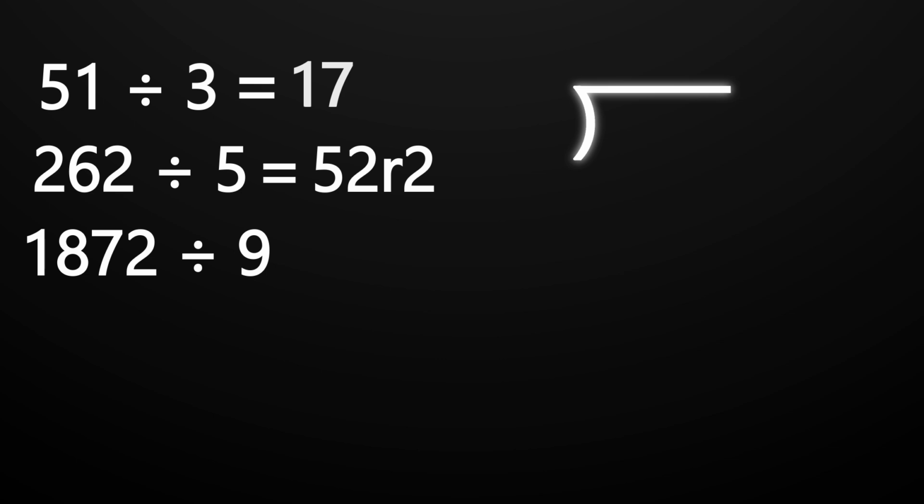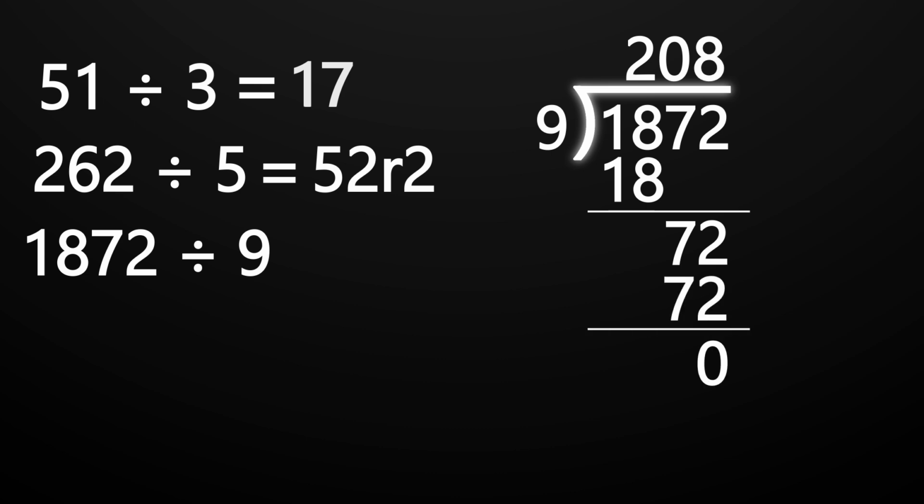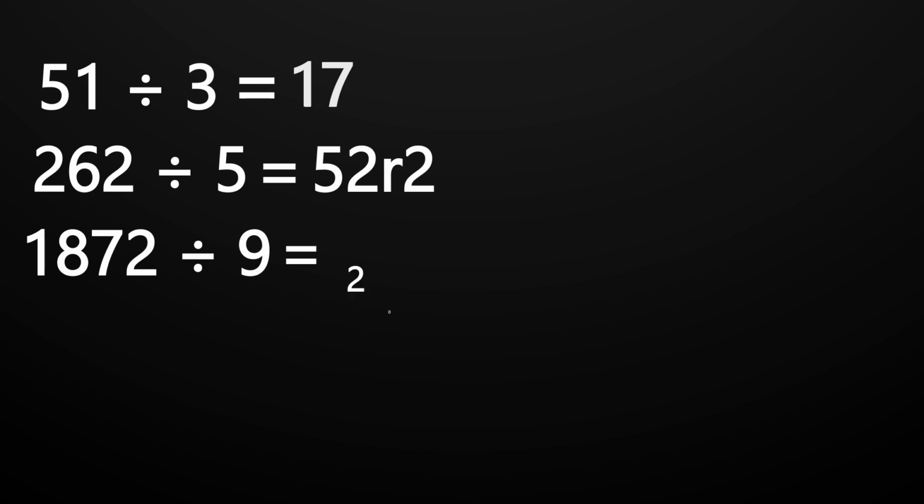Now for the last one, 1872 divided by 9. Starting with 18, 9 fits into it exactly twice. Subtracting gives 0, so we bring down the next digit, 7. Since 7 is smaller than 9, we place a 0 in the quotient and bring down the next digit, giving us 72. 9 goes into 72 8 times exactly, with nothing left. So, our final answer is 208.